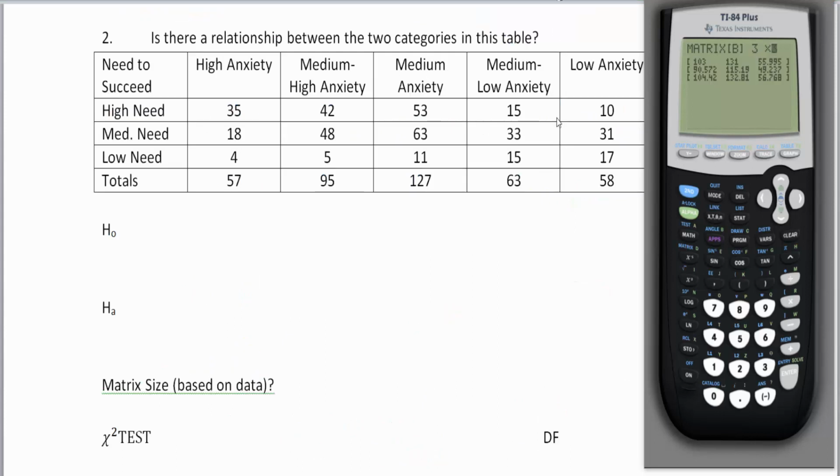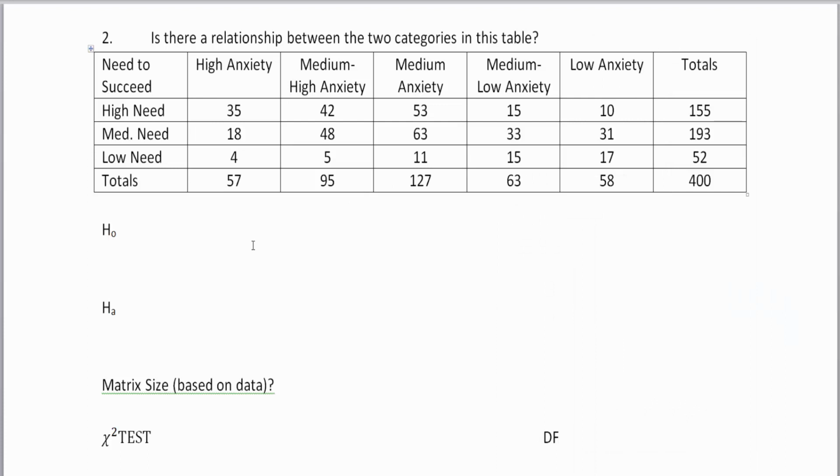So in this next problem, it asks, is there a relationship between the two categories in this table? So let me minimize the calculator for a moment and take a look here. What we're looking at is some anxiety levels. So we have high anxiety all the way through low anxiety. This is probably some cool psychological study here. On the left-hand side we have the need to succeed. So that's high need, medium need, low need.